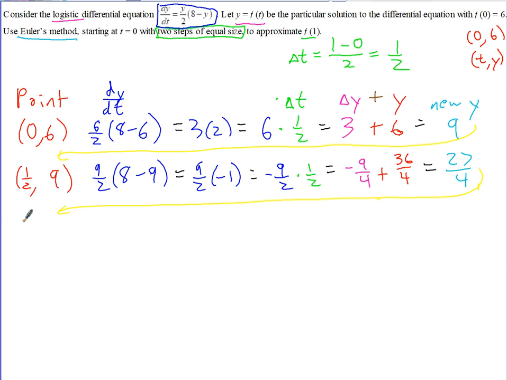And that goes to the point. Increase the x-coordinate, in this case t-coordinate, by the step size. 1/2 plus 1/2 gives you 1. And our new y-coordinate is 27 fourths. And again, we stop right there because of two reasons. It said 2 steps. We've gone through 2 steps here. And we're trying to approximate f of 1, and that's where we have f of 1. So, all right, here the f of 1 is approximately 27 fourths.